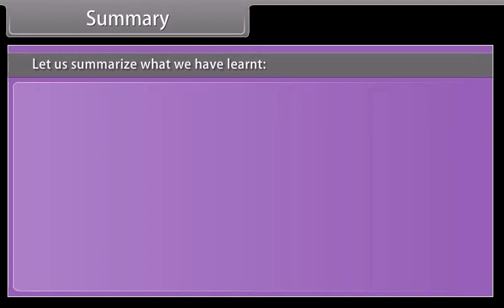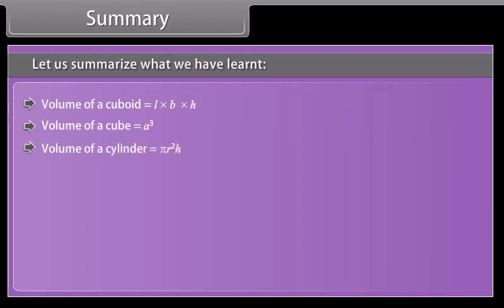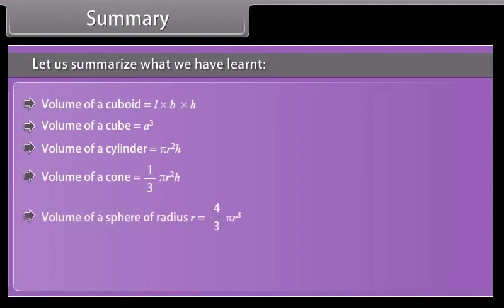Summary. Let us summarize what we have learned. Volume of a cuboid is equal to L into B into H. Volume of a cube is equal to a cube. Volume of a cylinder is equal to pi r square h. Volume of a cone is equal to 1 upon 3 pi r square h. Volume of a sphere of radius r is equal to 4 upon 3 pi r cube.